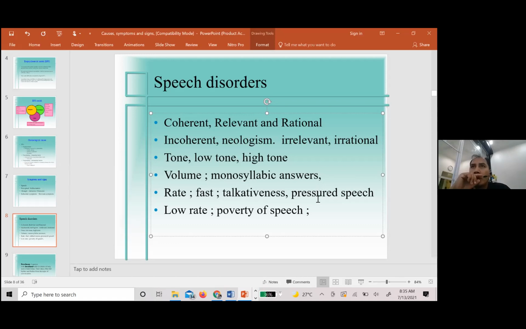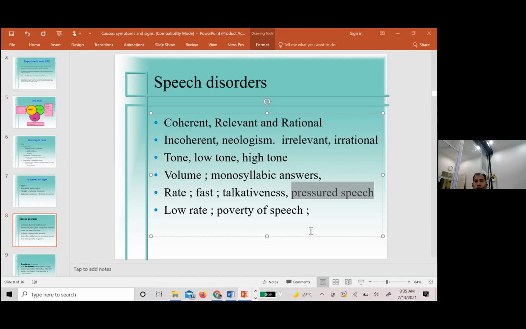For example, it should be in mania. Okay, when we say pressure, how do we differentiate? Our cutoff point, or our guidance, is when it is difficult to interrupt, then it is a pressure of speech.